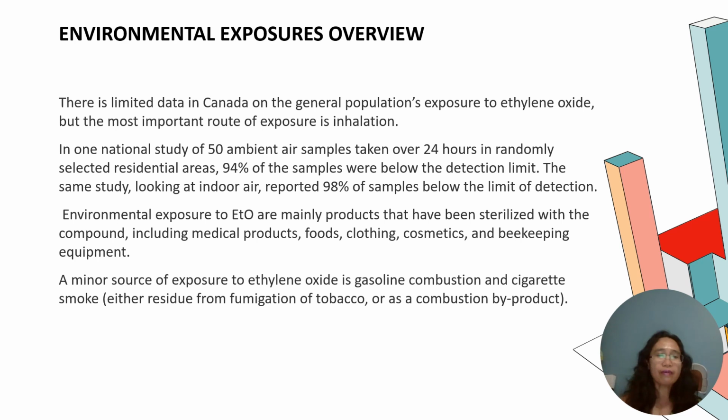Sources of environmental exposure to ethylene oxide are mainly products that have been sterilized with the compound, including medical products, food, clothing, cosmetics, and beekeeping equipment. A minor source of exposure is gasoline combustion and cigarettes, either from residue from fumigation of tobacco or as a combustion by-product.